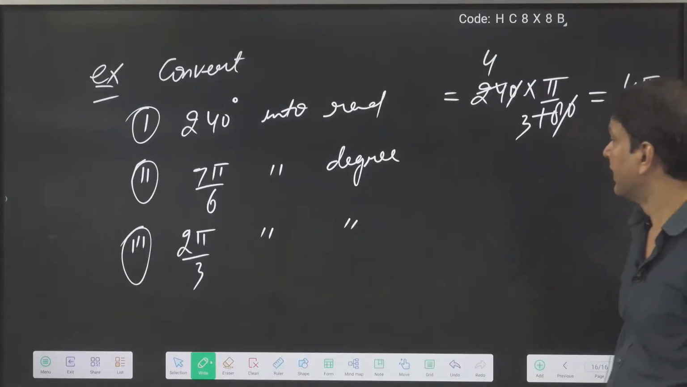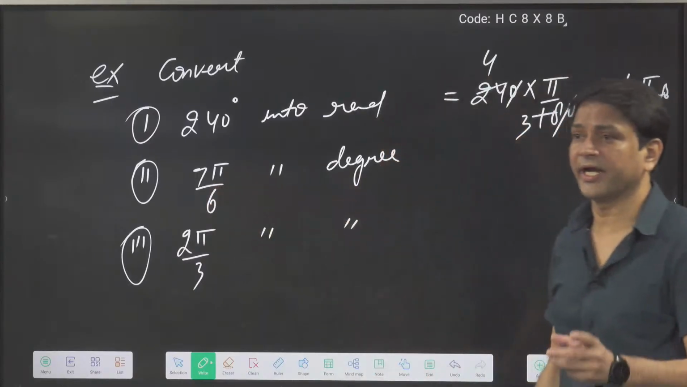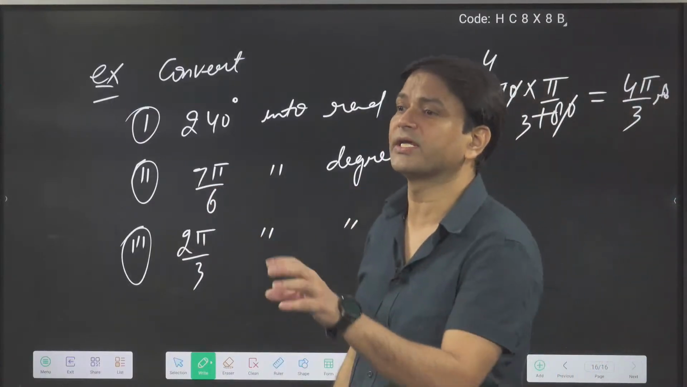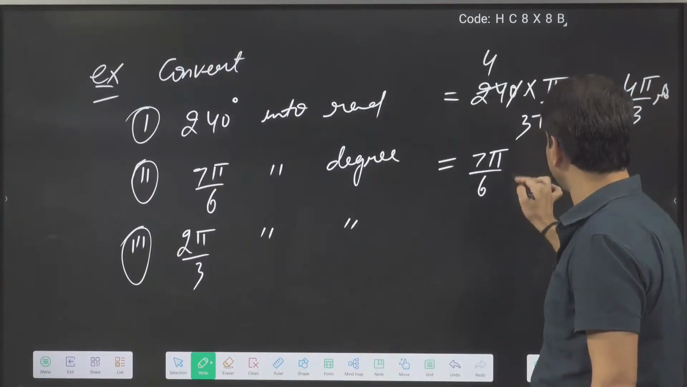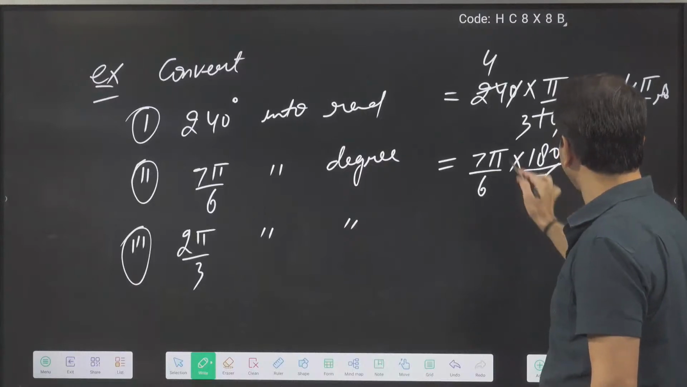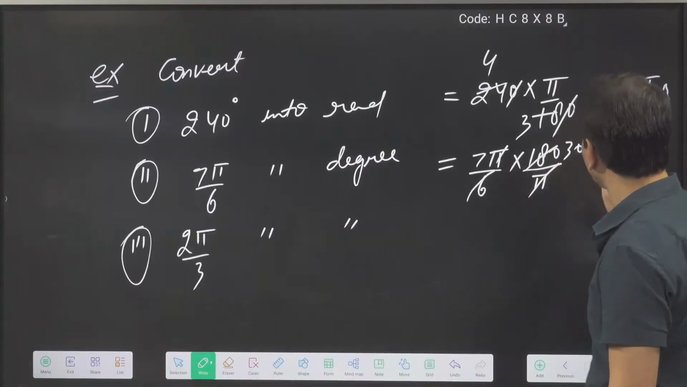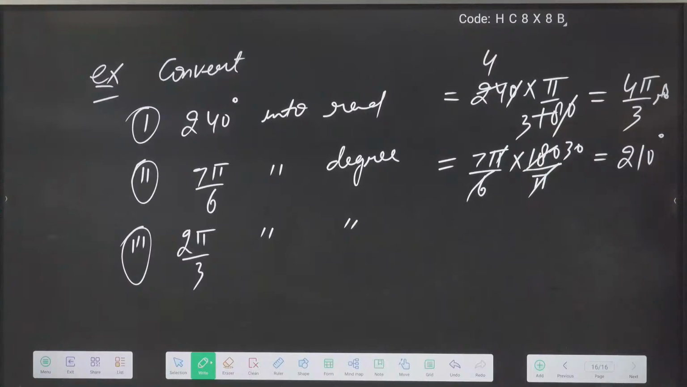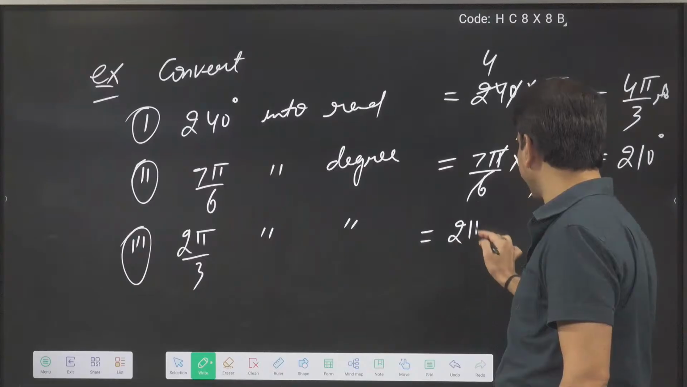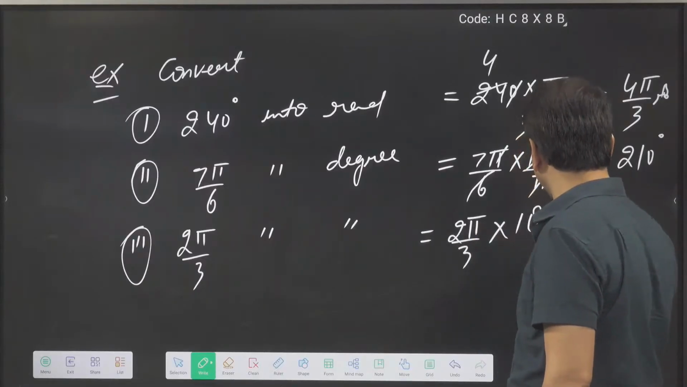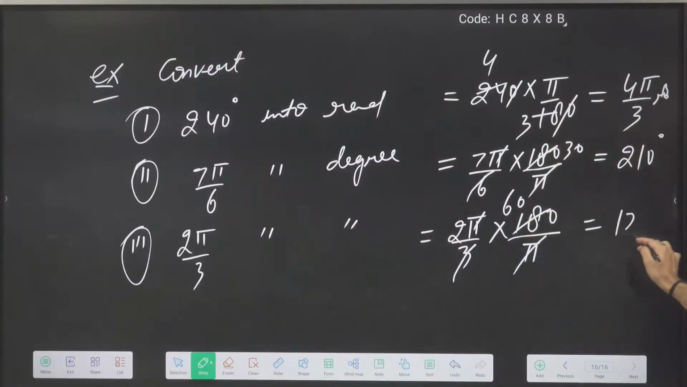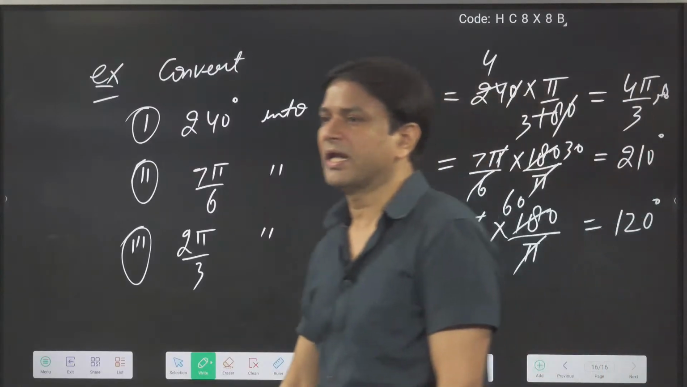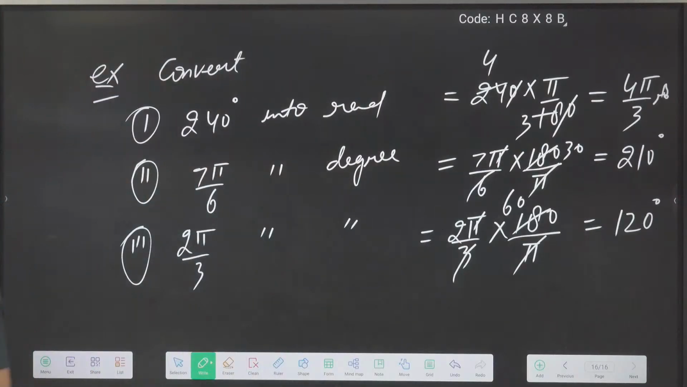Everybody got it or not? Now radian to degree, then the magnitude has to increase, so I will multiply with 180 by pi. 7 pi by 6 into 180 by pi. Now pi cancels out. 6 3s are 18. So what you got? 210 degree. Next, 2 pi by 3. Again radian to degree, magnitude has to increase, then we will multiply with 180 by pi. Pi cancels out, this is 60. Then we got 120 degree. Everybody got it or not? Like that, we can quickly convert degree into radian or radian into degree.